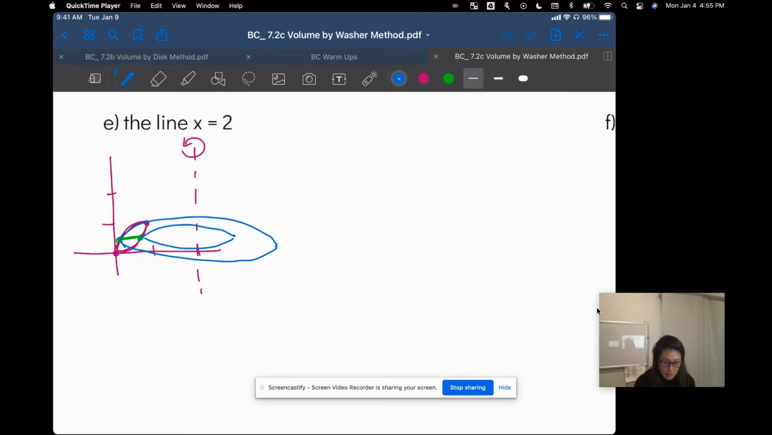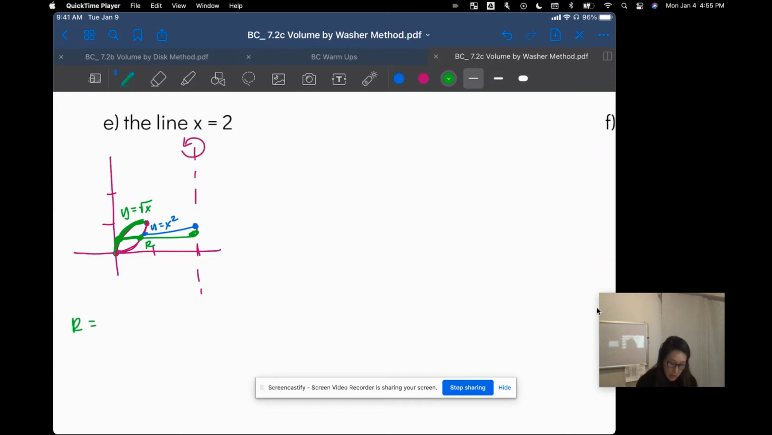I'm erasing that. Okay, so the outside R, remember, is from the line of rotation to the outer curve, which is actually the square root curve. Okay. The inner radius is from the line of rotation to the line y equals x squared. Okay, so big R is green.